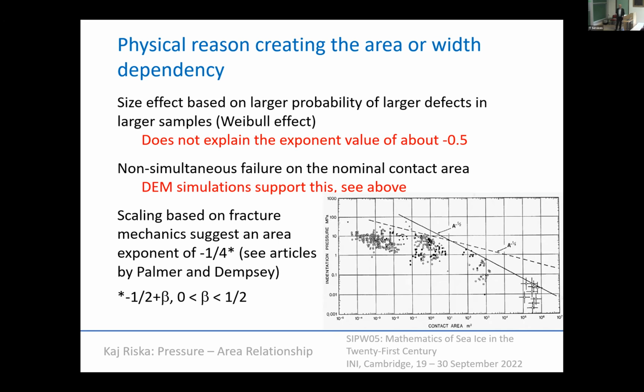And then some people, especially Palmen and Dempsey, have suggested scaling based on fracture mechanics, and they suggested an exponent of minus 0.5 plus beta. They state that beta is between 0 and 0.5. It was an interesting episode when I tried to get the value for beta, because in this paper they just had a reference for beta to another paper. I went there and it went to another paper, and it actually went in a circle. I didn't get beta anywhere.